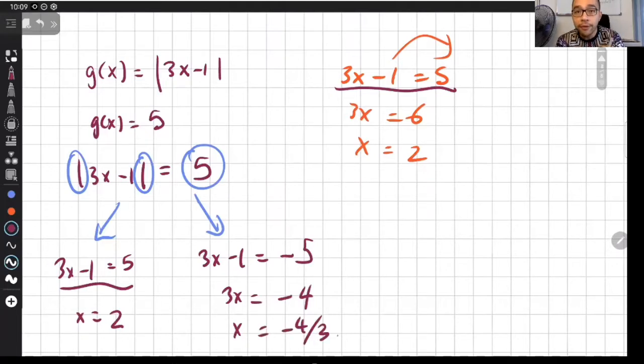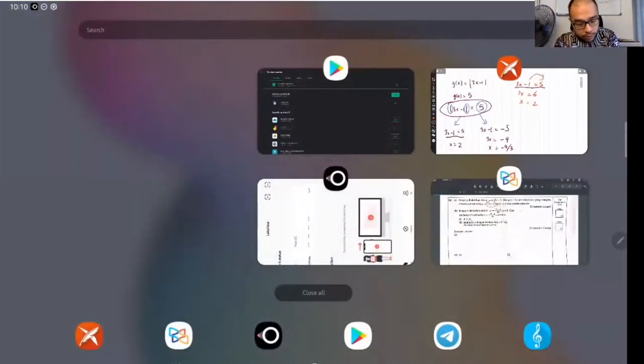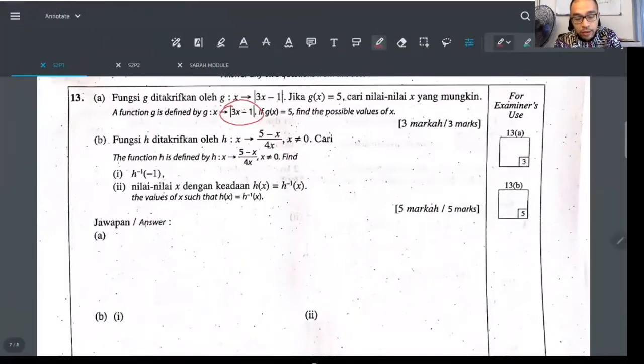So you will definitely have two answers, although it is not a quadratic equation, it is a modulus equation. That's why, if you read the question properly, they will never tell you to find the value of x. They will always say find the values of x. In Bahasa Melayu it's the same, cari nilai-nilai x yang mungkin. It is an indication that there is more than one answer. If it is just one answer, they will just write find the value. So sometimes the key to answering the question is reading it to see whether there's more than one answer involved. And in the modulus, it's definitely more than one answer.